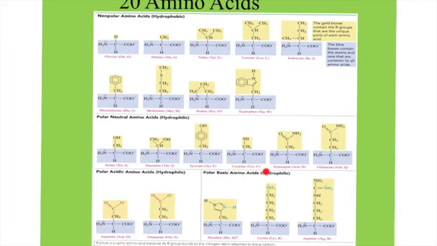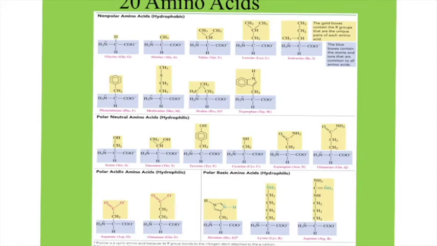Okay, cysteine has a CH2SH group, so this one is polar. Remember, methionine is nonpolar. It has that S and then a CH3 group. Asparagine has a CH2 and then it has that amide functional group. And then glutamine has 2 CH2s and then that same amide functional group.